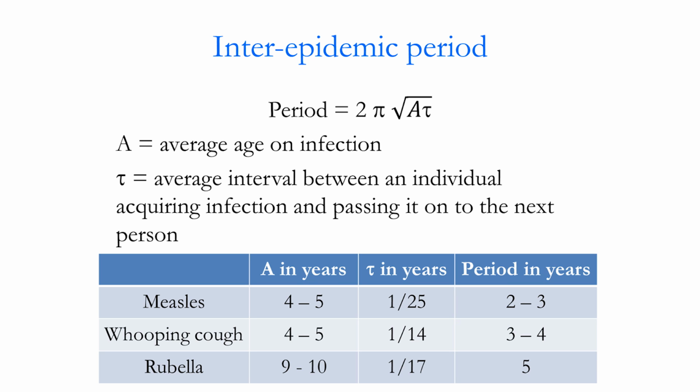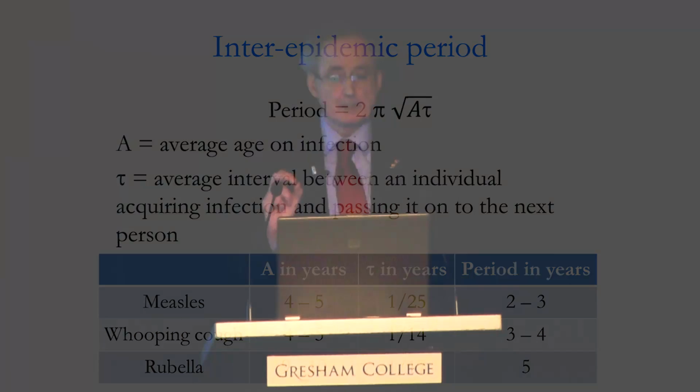This period between getting the infection and passing it on is about 2 weeks. When you do the calculation, 1 over 25 is about 2 weeks, giving a period again of 2 to 3 years. Similarly, whooping cough, 4 to 5. It lasts for a bit longer, 1 over 14. What's that? 3 or 4 weeks. And with rubella, it's 1 over 17, so that's about 3 weeks, giving you the period of these various infections. So the models do explain the inter-epidemic period for these various infectious diseases.